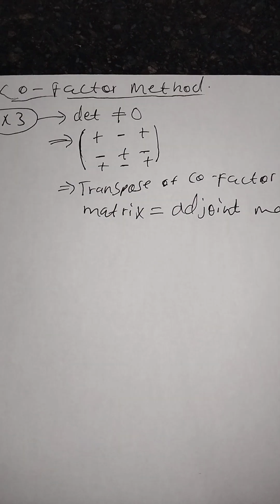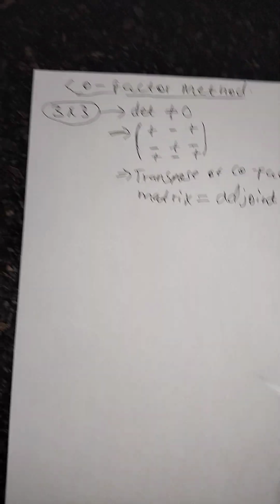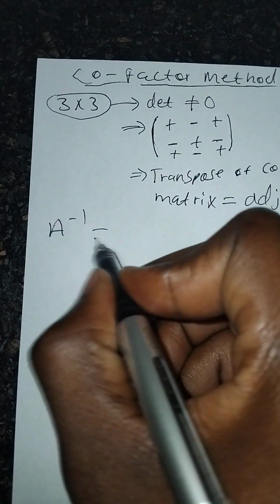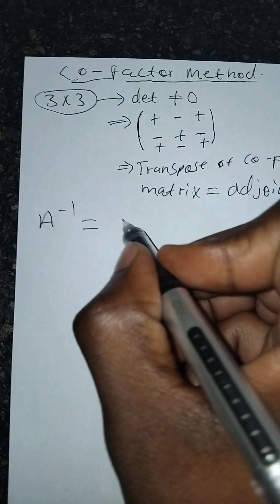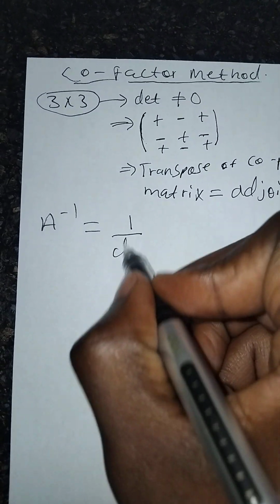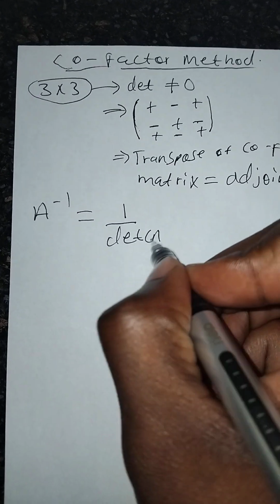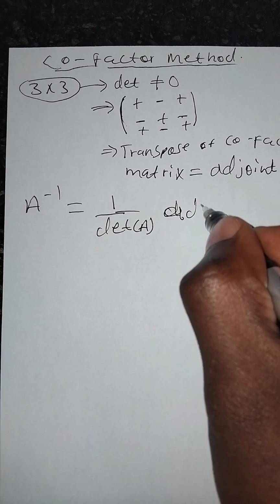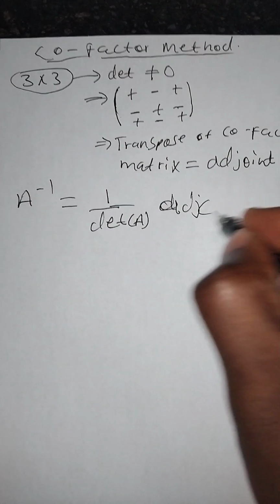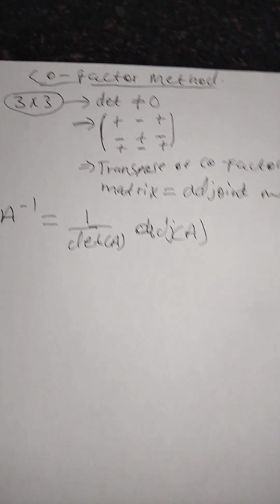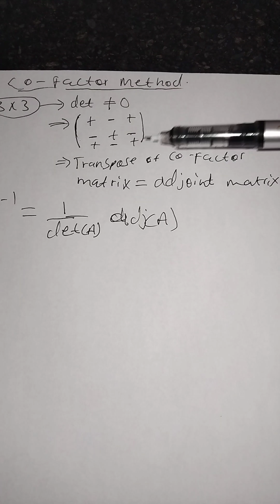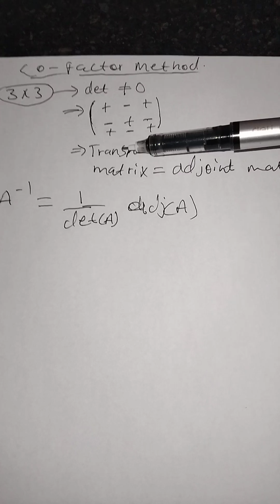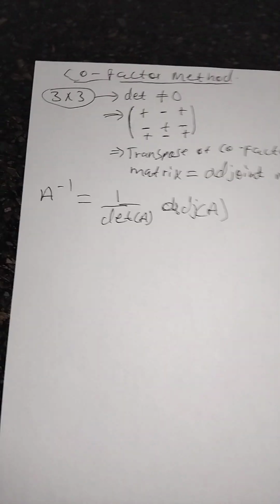Okay, A inverse is equal to an adjoint matrix. So the formula to find an inverse of a 3 by 3 by using the cofactor method is given by 1 all over the determinant of matrix A, multiplied by the adjoint of matrix A. So how we are going to find the adjoint is that we are going to use cofactors, then the transpose of the cofactor matrix is going to give us the adjoint matrix.